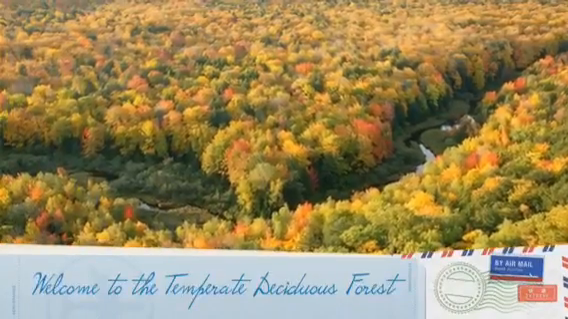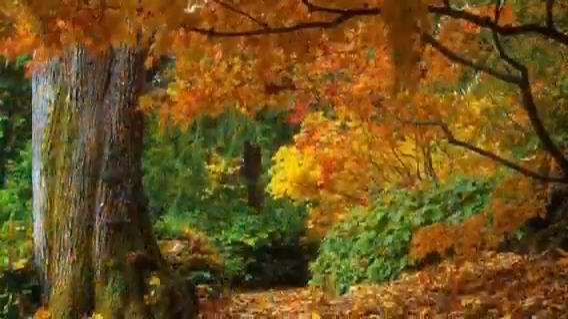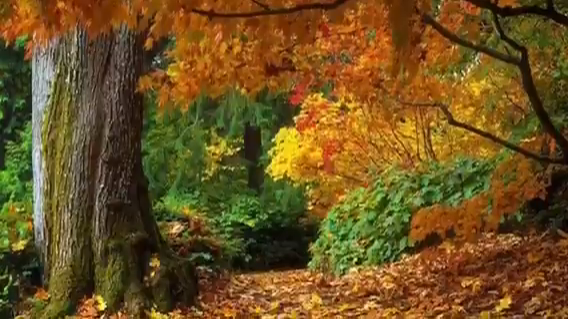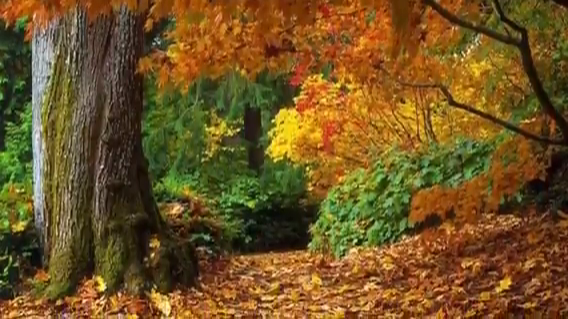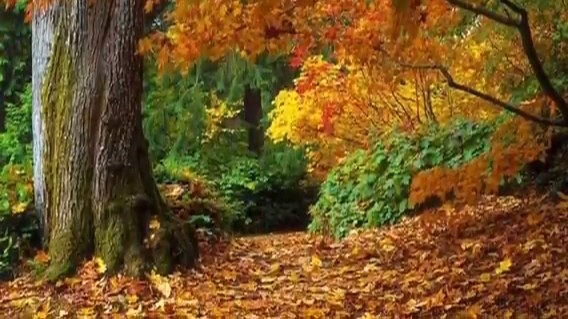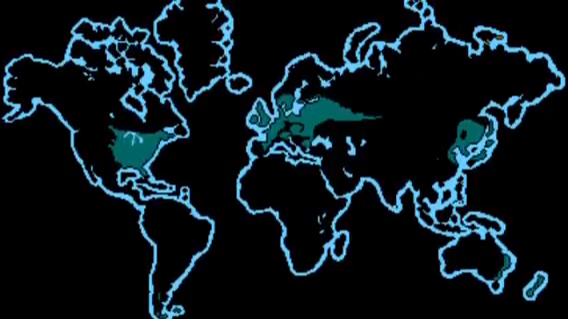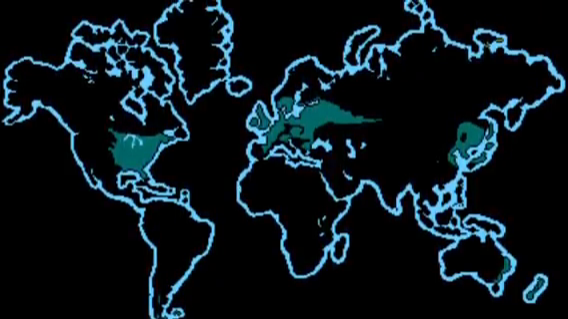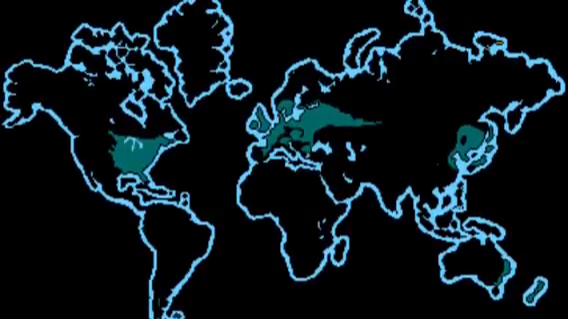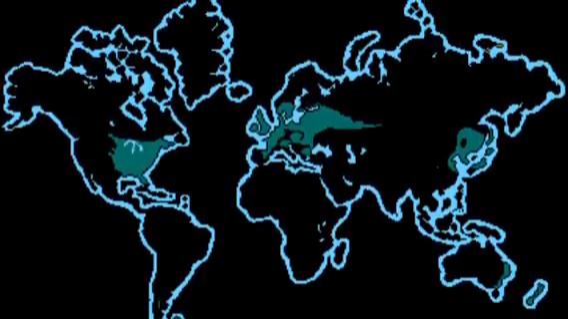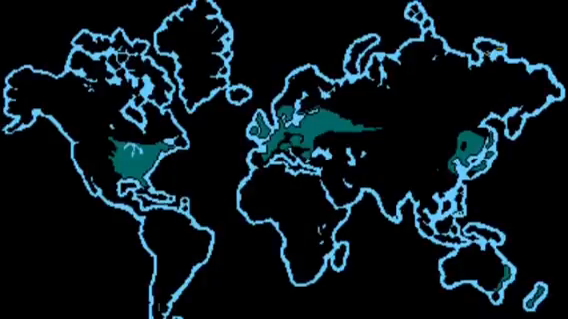Welcome to the temperate deciduous forest. The temperate deciduous forest is characterized by trees which lose their leaves, making them deciduous trees. You can find temperate deciduous forests all over the world, but specifically in the eastern half of North America, the southern tip of South America, the middle of Europe, and various parts of Asia.